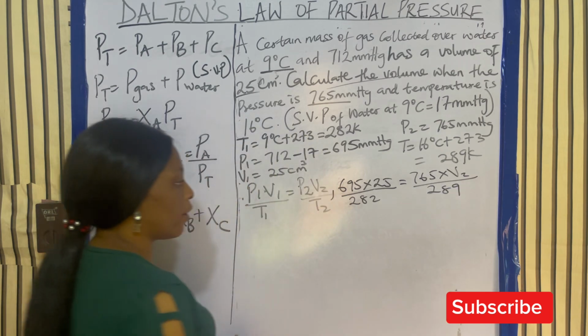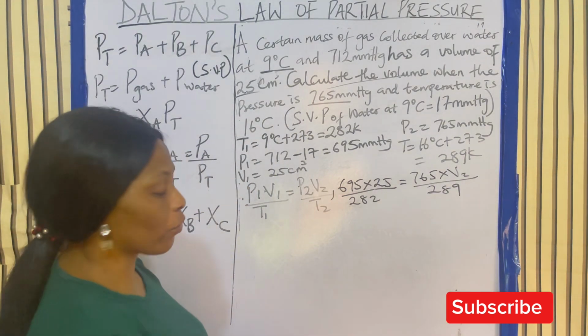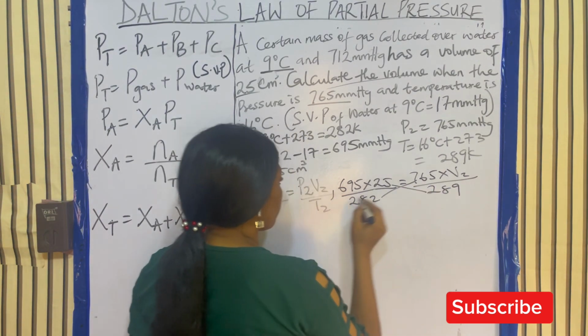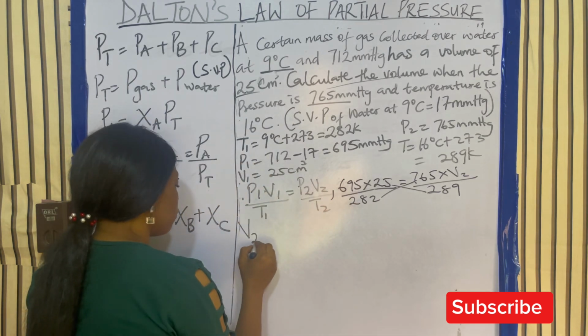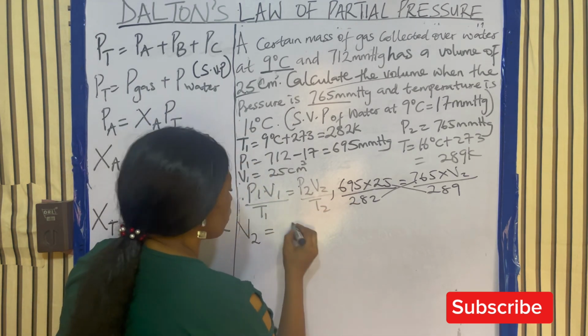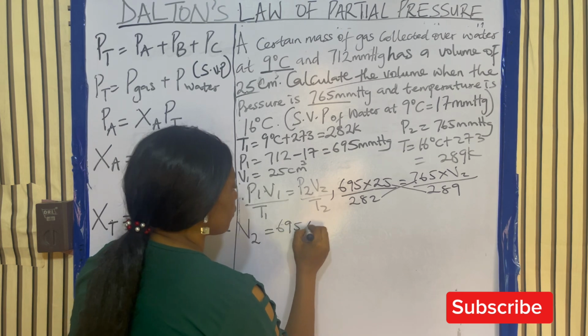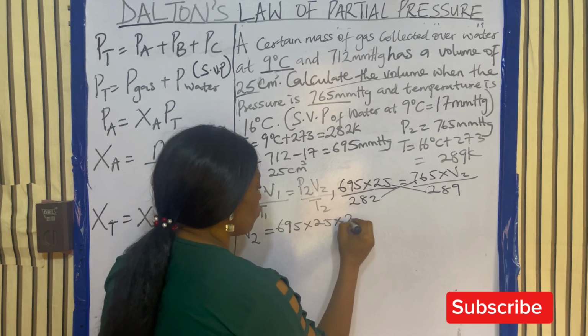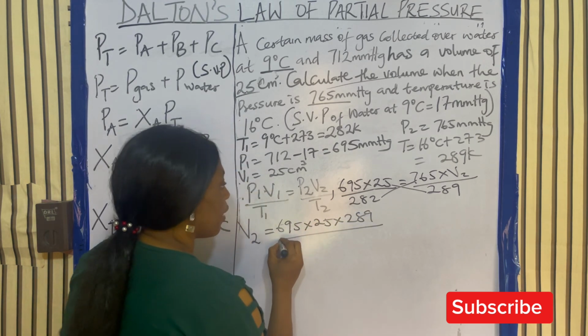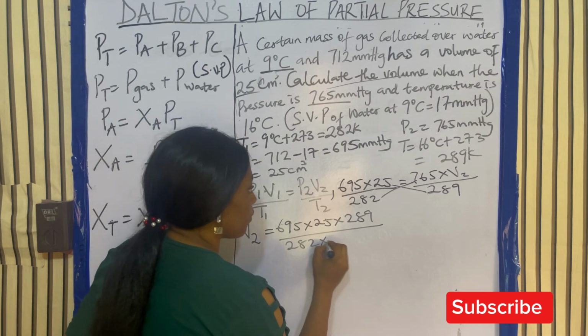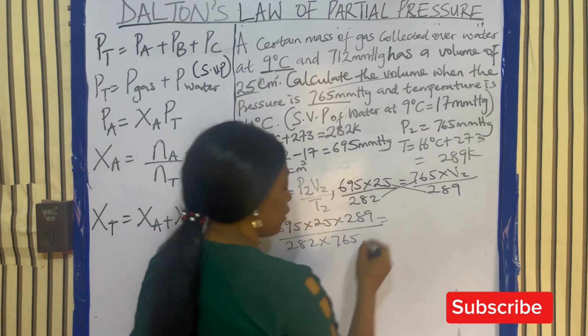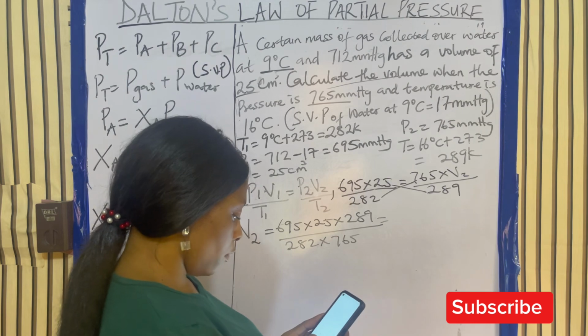289. All right, so what do we do? We cross multiply. When we cross multiply, we have that V2 is equal to 695 times 25 times 289 all over 282 times 765. So let's punch our calculator.